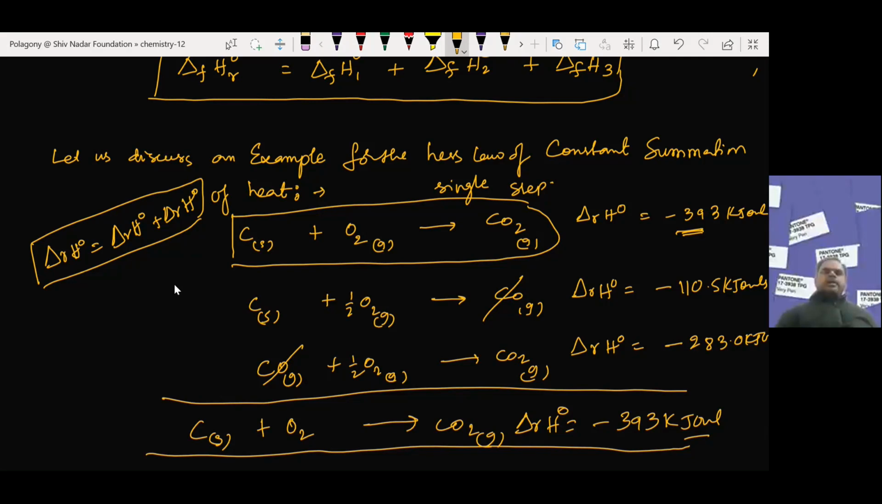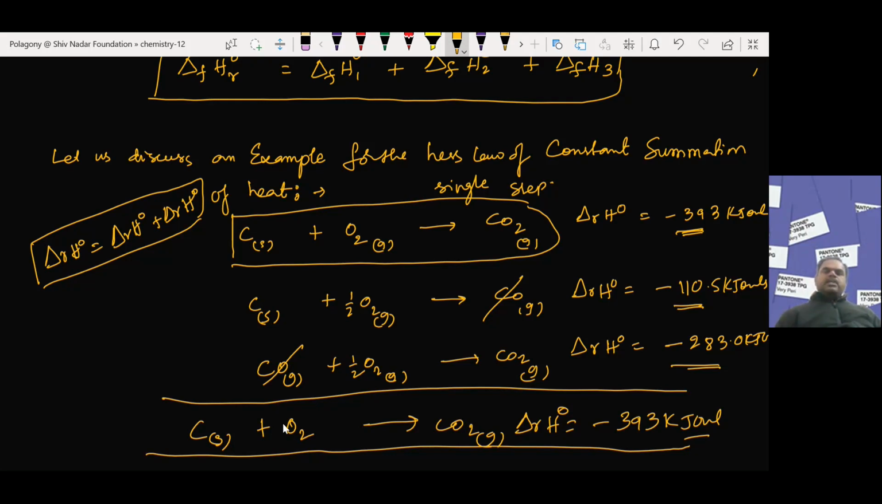So here the Hess law is applicable to find the total enthalpy change during the combustion of graphite with oxygen to form carbon dioxide. The same reaction takes place in two steps. One is the formation of carbon monoxide, and the other is the complete burning of carbon monoxide to form carbon dioxide. When carbon burns partially, the enthalpy change is minus 110.5, and when carbon monoxide burns completely, it releases minus 283 kilojoules.